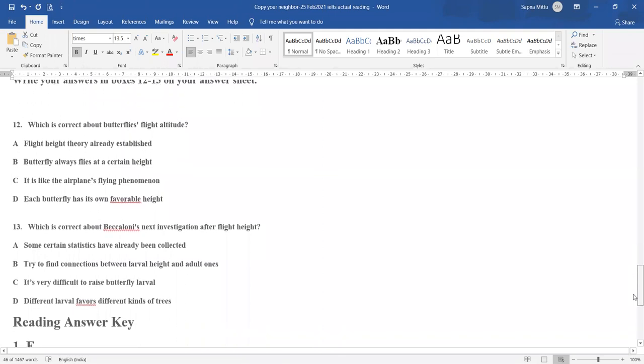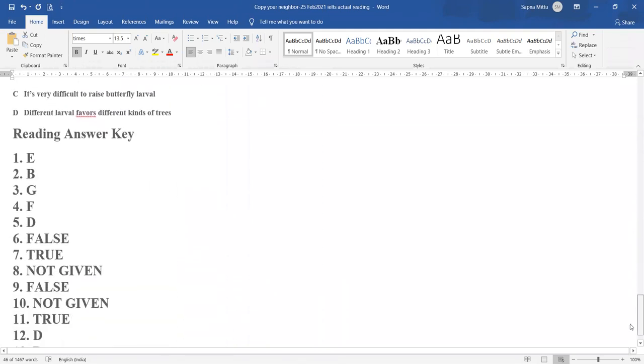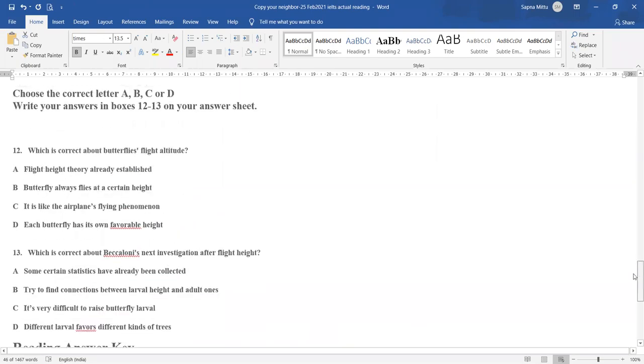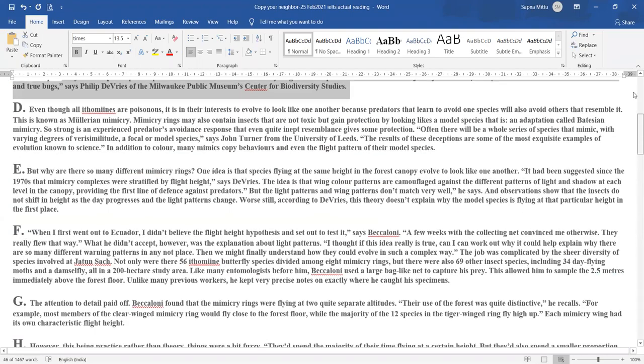Now the reading answer key is given in front of you, and that is this one. So now you can practice this test, and make sure that you share with everyone.